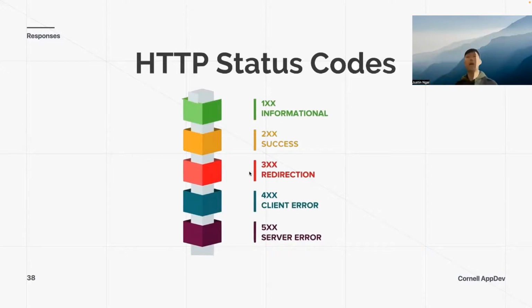300 is a redirection, but usually that means it's still fine, right? The idea is, say for example, you're trying to go to Facebook, but Facebook is like, haha, no, I'm Meta now. So if you type in Facebook and they redirect you to Meta, you'll still be able to access the site, but you'll get a 300, because they're redirecting you to the new address.